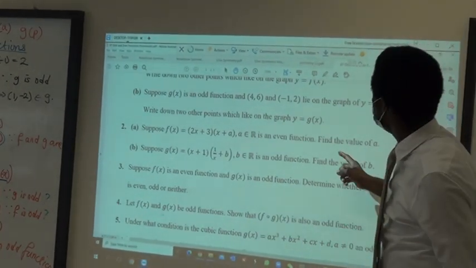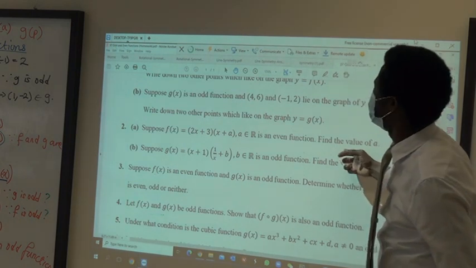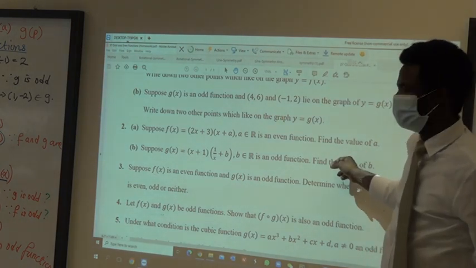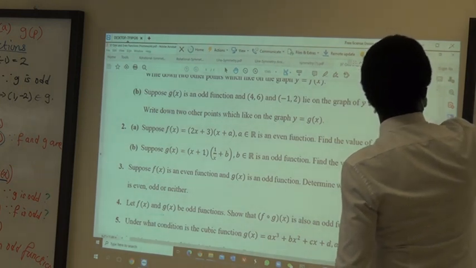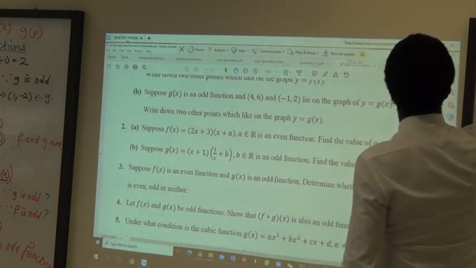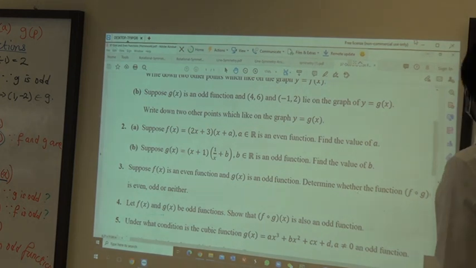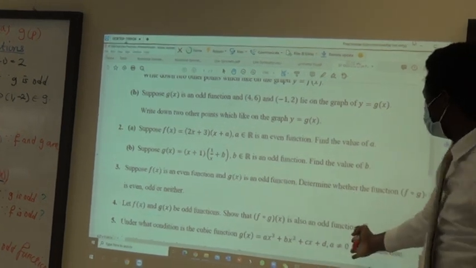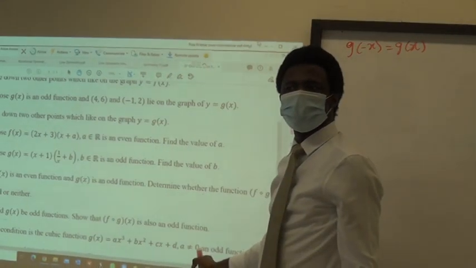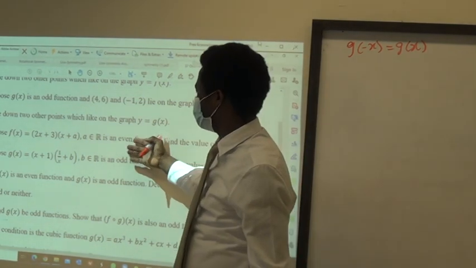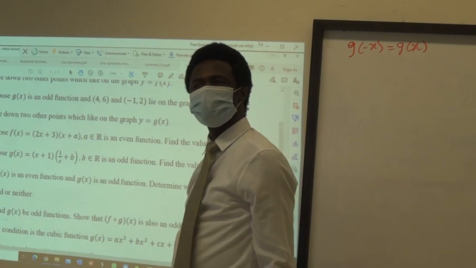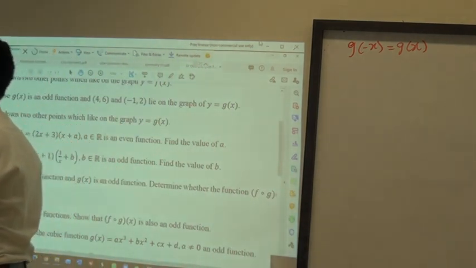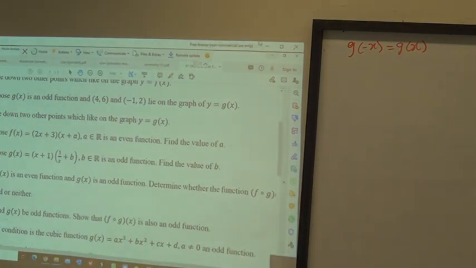In your question 2, which one is odd again? 2b. In your question 2b, I bet you did g of negative x equals negative g of x, right? Then you expanded this, then you did something. That's all you have to do here. Why some of you did something perfect in number 2, I don't know why you didn't use that principle in number 5. Some of you gave me inequality. Not exactly, because you're supposed to get 0.